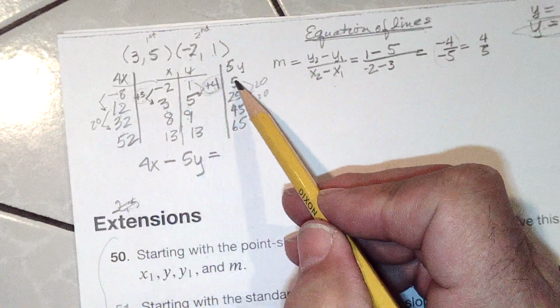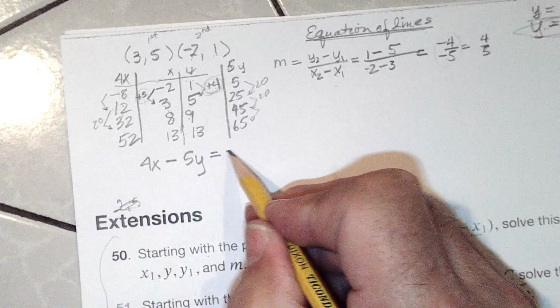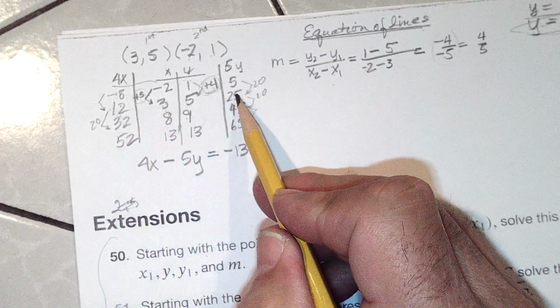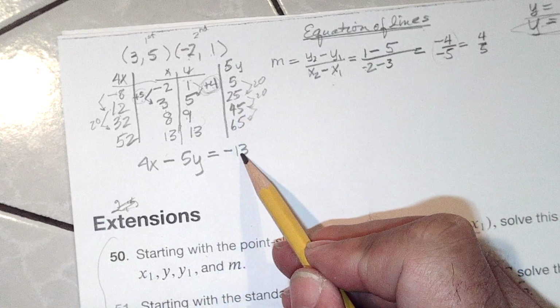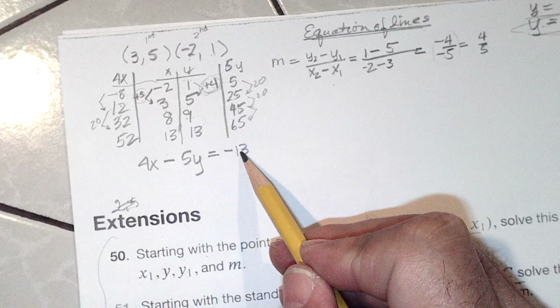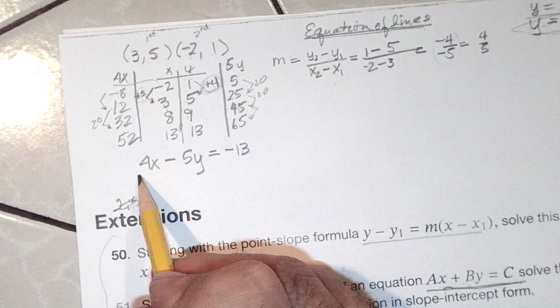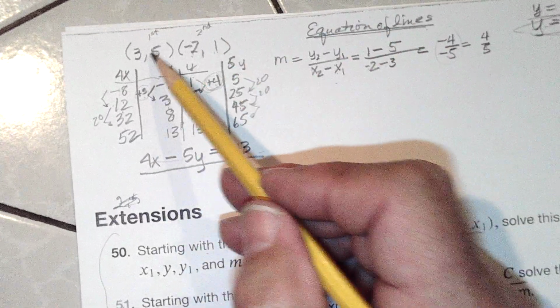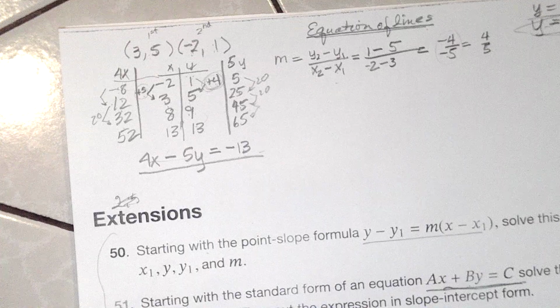-8 subtract 5 is -13. 12 minus 25 is -13. 32 minus 45 is -13. So here is an equation for the line through these 2 points.